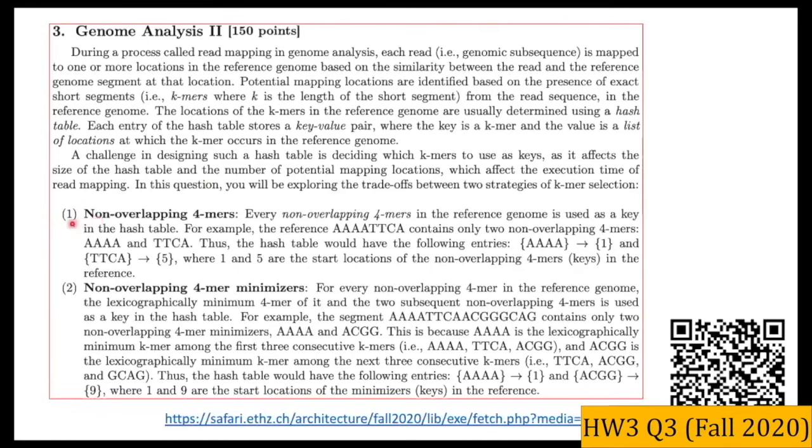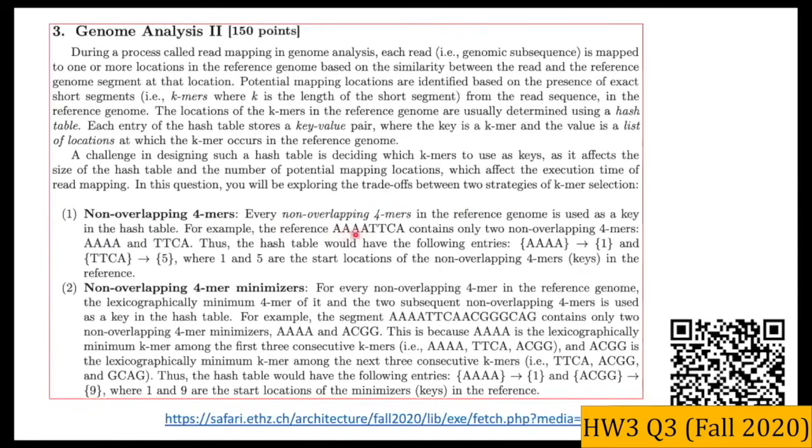The first one, we refer to it as non-overlapping k-mers, and 4 here is the k, which is the length of the short segment extracted from the read or the reference. Every non-overlapping k-mer in the reference genome is used as a key in the hash table. As we mentioned, we always store key-value pairs in the hash table, and the key here will be the k-mer and the value will be the location.